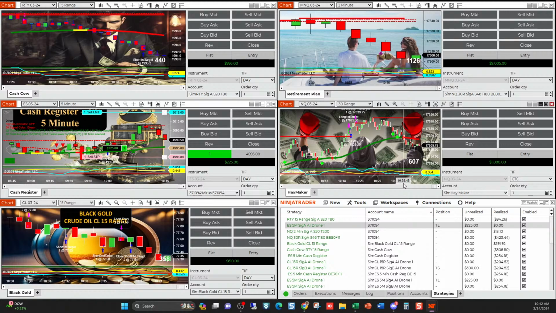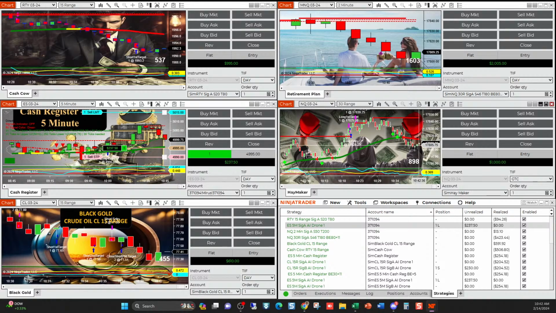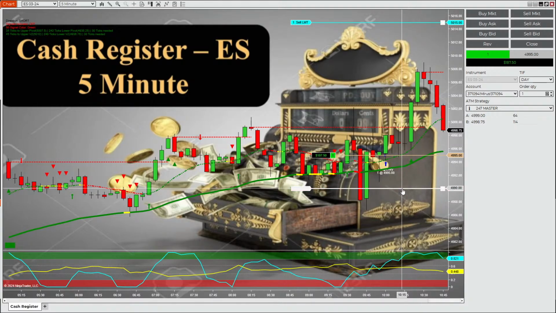So the NQ and the ES tend to follow each other. So we're losing ground here on the NQ, and we're losing ground on the ES. Looks like the NQ is starting to gain a little bit of ground, hoping the ES will start to move in our direction too and come back. But let's at least break even.